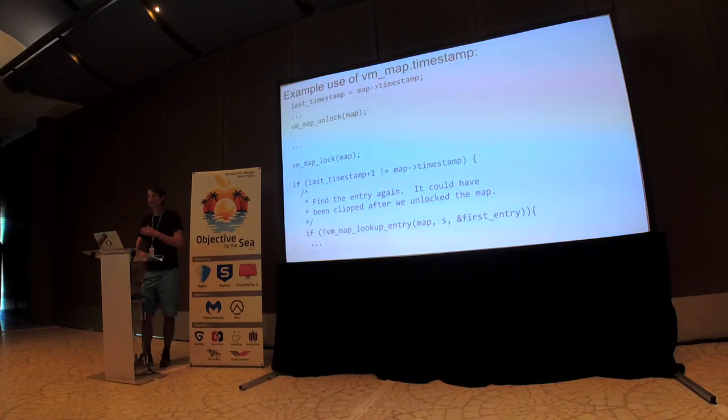Therefore, I'm just going to drop the lock, do some stuff, and then I'm going to try and check if anyone raced me. And if anyone raced me, then they would have taken the lock and dropped the lock. And on dropping the lock, they would have bumped the map's timestamp up, at which point I'm going to now have to try to recover, because everything I thought I knew up until this point about the structure of the VM map may no longer be true. So find the entry again. It could have been clipped after we unlocked the map. Yes, you have to go reset everything.